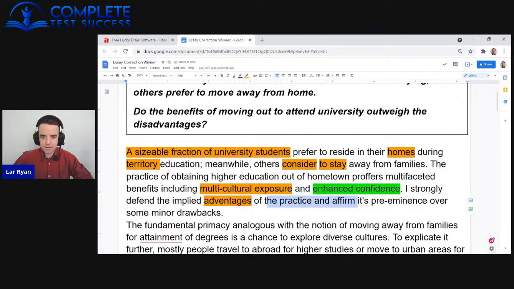Of the practice and affirm its preeminence over some minor drawbacks. So this student, Bushra, has tried to say that the advantages outweigh the disadvantages. Again, the vocabulary used isn't very clear. This preeminence over some minor drawbacks, it's not clear. So again, the attempts to use less common vocabulary are failing and communication isn't coming through.